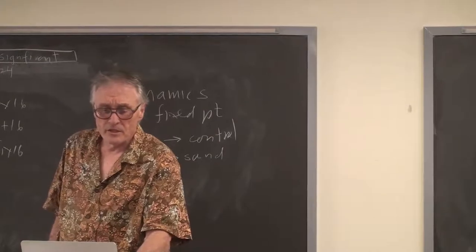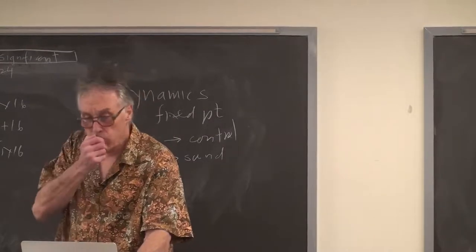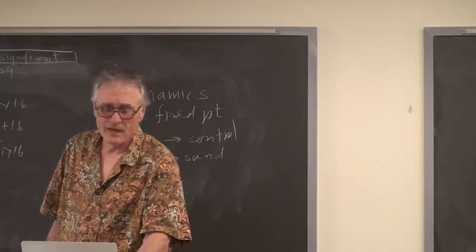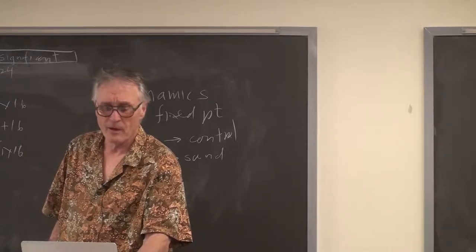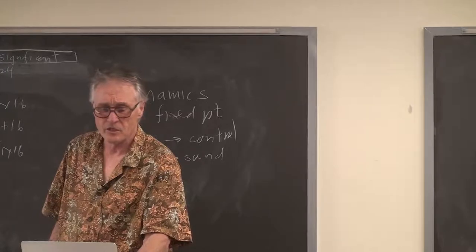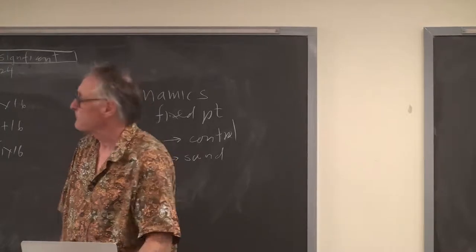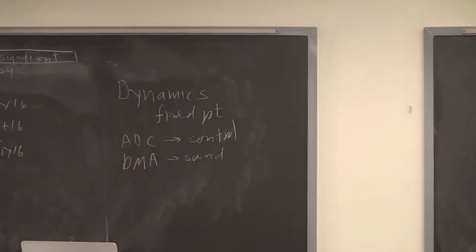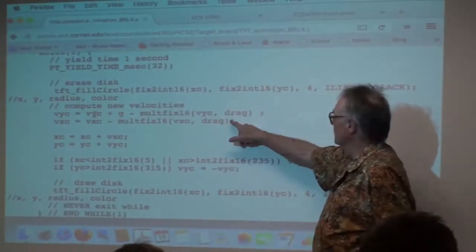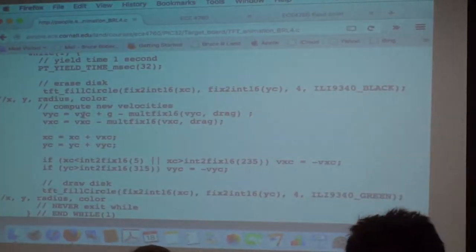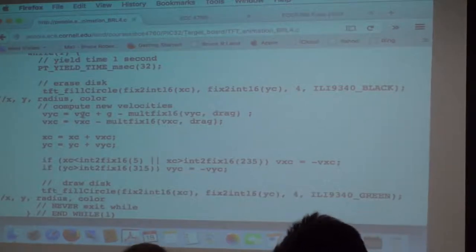So what we're going to do is erase a disk. That meant I didn't have to figure out where it was before. I'm updating the velocities and the positions. We're going to update the velocity as the current velocity plus g times multfix velocity times drag. What the heck does that mean? Well, let's go back and parse this down a little bit.